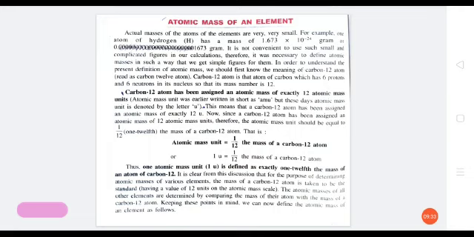It can be written as: one atomic mass unit is equal to 1 upon 12 the mass of a carbon-12 atom, or 1 u is equal to 1 upon 12 the mass of a carbon-12 atom. Thus, one atomic mass unit or 1 u is defined as exactly 1/12 the mass of an atom of carbon-12.